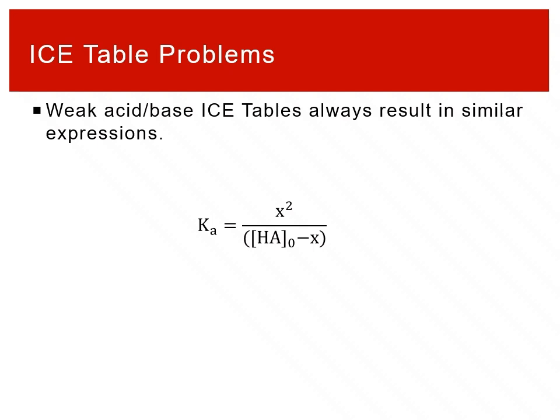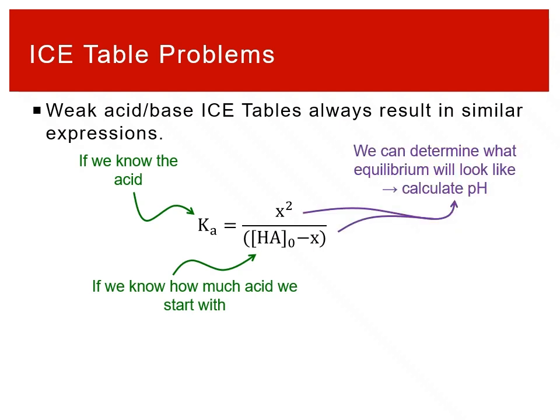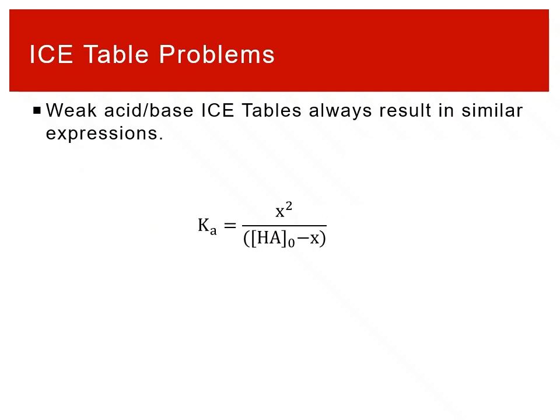So in this example that we just looked at, we knew the acid, we knew the initial concentration, right? How much acid we started with. We were able to plug those in to figure out what equilibrium will look like if we make this solution, namely calculating the pH. What are the properties of this solution?